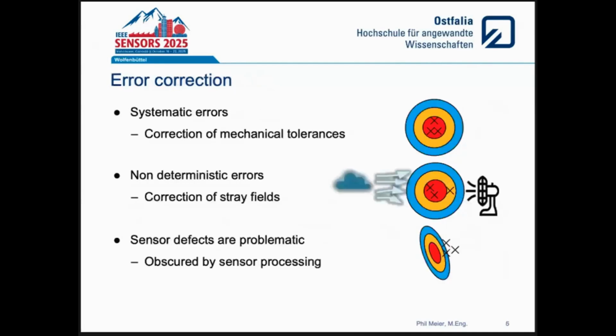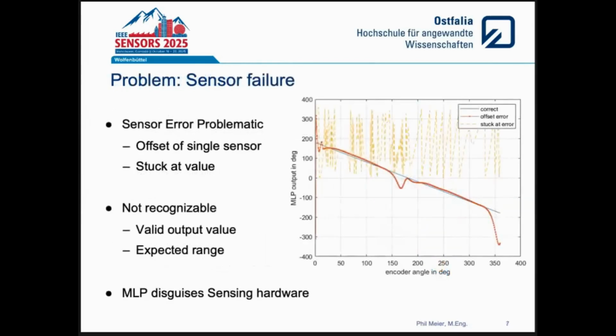So with this neural network, we can correct systematic errors such as misalignment between encoder magnet and sensor array. We can correct non-deterministic errors such as stray fields that can come and go at arbitrary strengths or from any direction. But there's a problem with this approach. If one sensor in our array fails, this error is obscured by the neural network, so we can't recognize such errors. This is shown here.